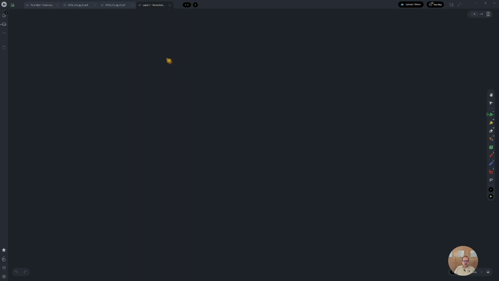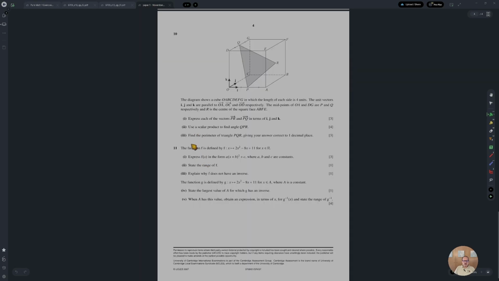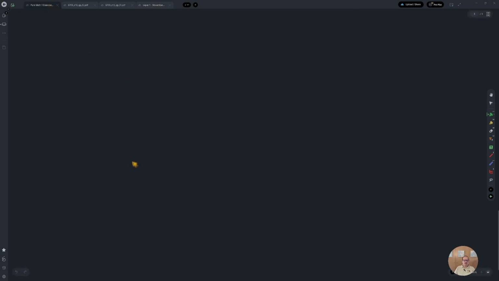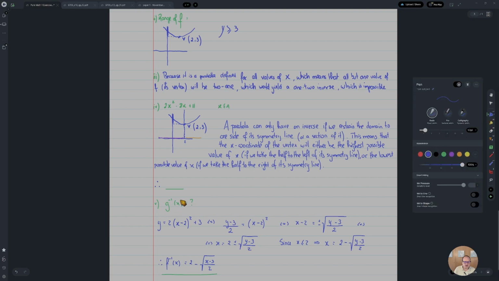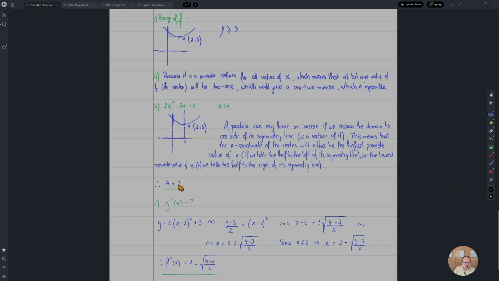Let me just check one thing to see. State the largest value of a. The largest value of a would be a equals 2. I actually put here the domain, but the technical answer should be a equals 2, which I'm going to write. Let me just erase this, and I'll just write a equals 2.